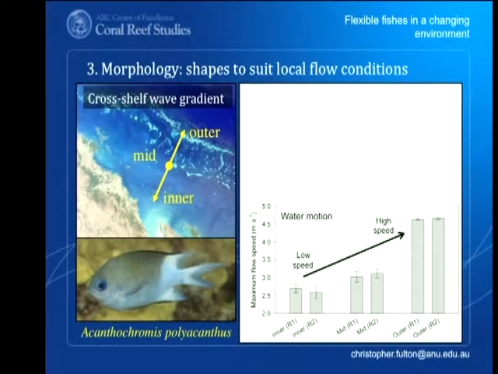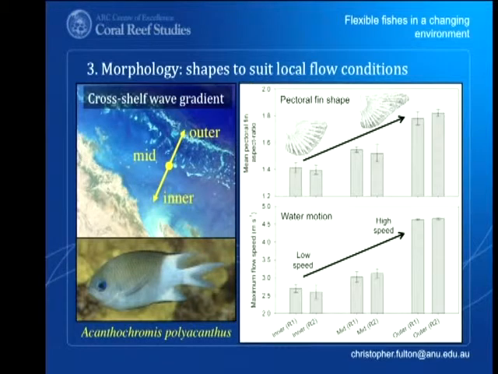These are maximum flow speeds that we've recorded for a range of outer, mid, and inner shelf reefs on the Great Barrier Reef. And if you look at the fin shapes, and remember that trait that I showed you towards the beginning of this talk, if you look at the pectoral fin shape of these species, it seems to mimic very closely that wave gradient that we've measured across the shelf. And this is significant because by changing their fin shape, they're allowing themselves to produce a swimming speed that suits their flow environment. Now, we're starting to dig into this because obviously there are a few mechanisms by which this can happen. It can either happen very quickly through a process like phenotypic plasticity, so within a generation, or it could be through local adaptation. And that's what we're starting to look at now.